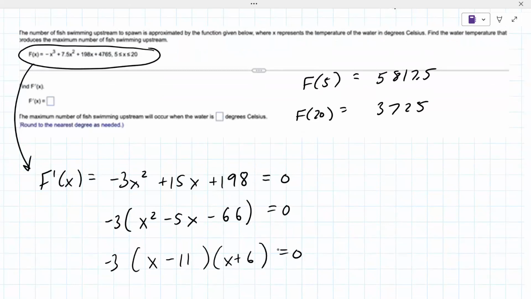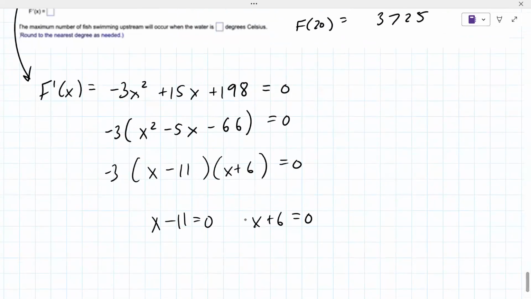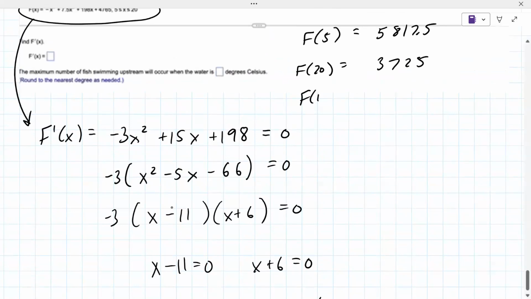You set the X terms equal to 0, and so you get X equals 11 or X equals -6. So for the 11, that's the one to try because -6 is excluded from the domain. So we're going to go back and try f of 11.